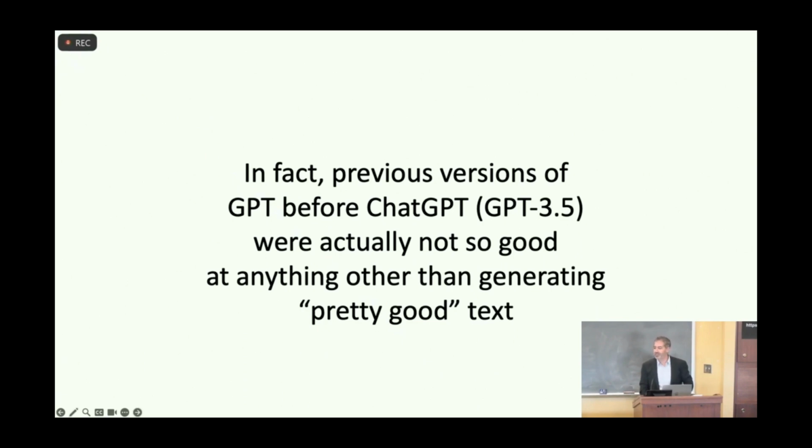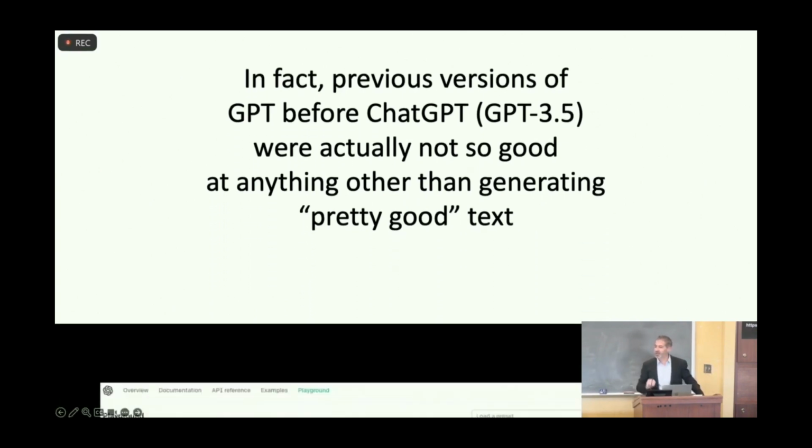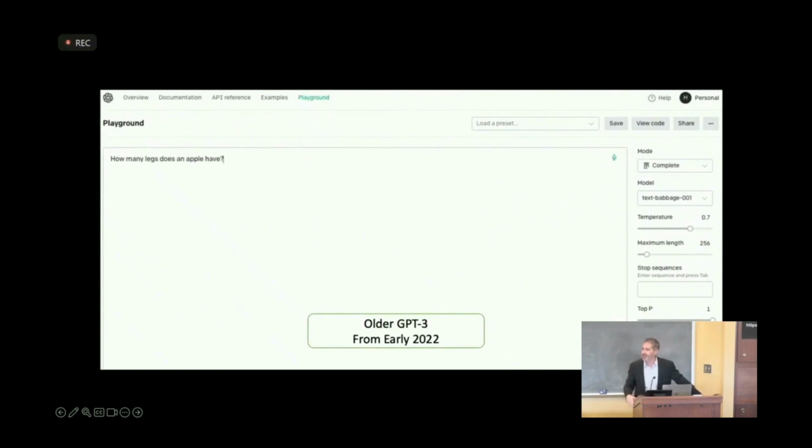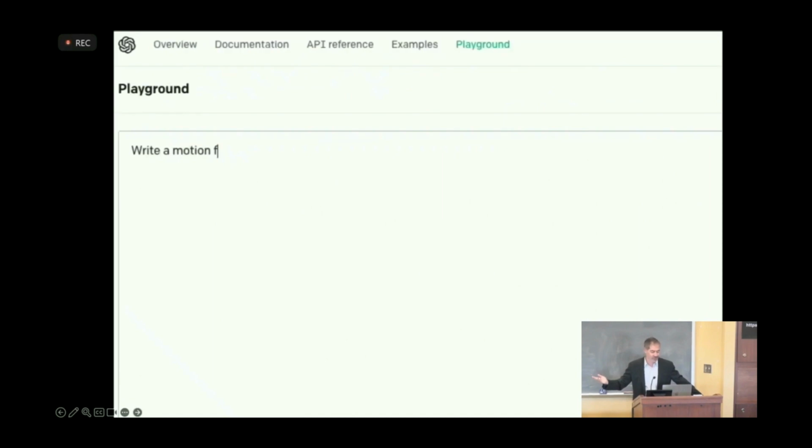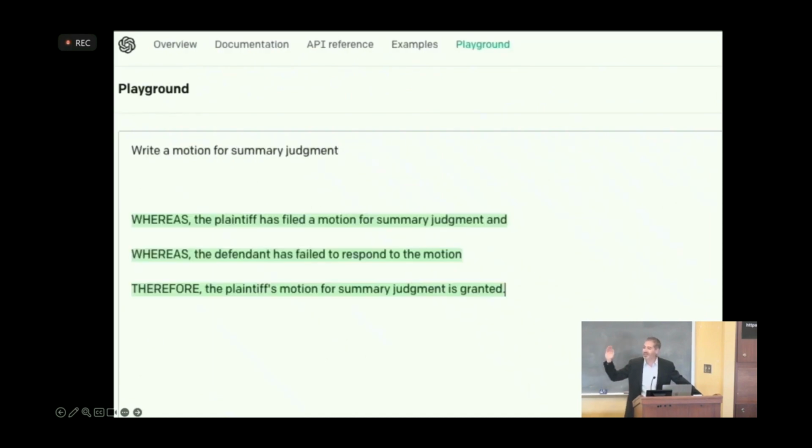So if you ask it a common sense question, and I've listed these common sense questions that I've been using over the years to test these machines to see if they can do reasoning, they would almost always fail. Here's one of them. I would ask something you would ask a toddler: how many legs does an apple have? A toddler would laugh and say, an apple doesn't have legs. And the old GPT confidently told us it was 6. Then I asked it, write a motion for summary judgment. Not very good, right? This would not pass muster.